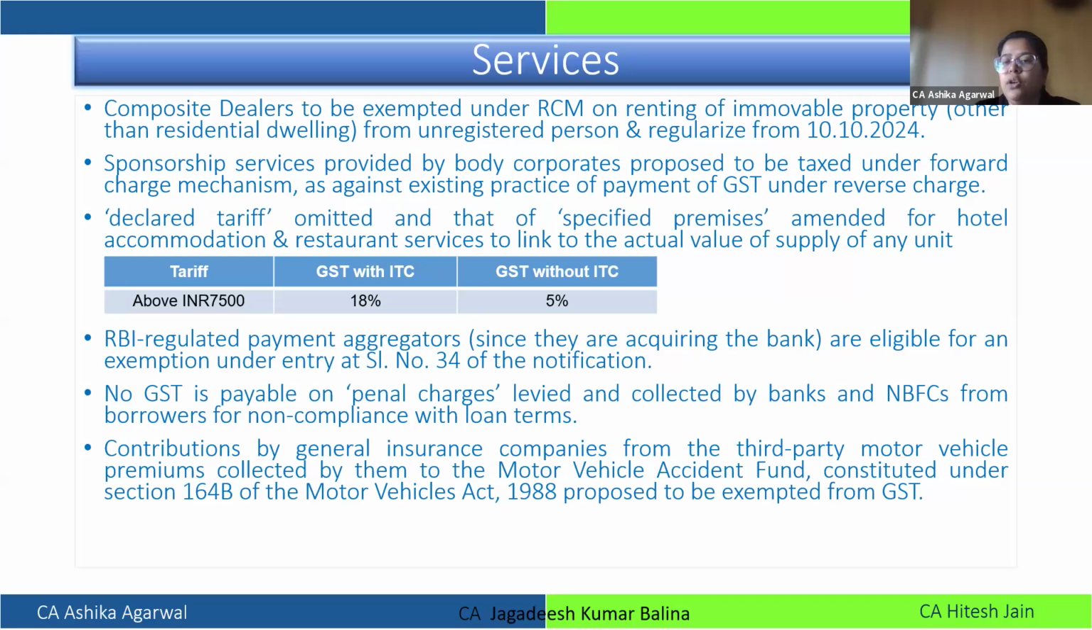Now it will not be passed on to your recipient. The third change which they have brought is about the hotel accommodation and restaurant service. Over there we were having two rates, 5% without ITC and 18% with ITC. Now those were linked to declared tariff. If you were having a room with a declared tariff of up to 7,500, then you were liable to pay at a higher rate. Now they are saying they are removing this declared tariff concept and they have come up with the concept of specified premises. They have also defined the specified premises.